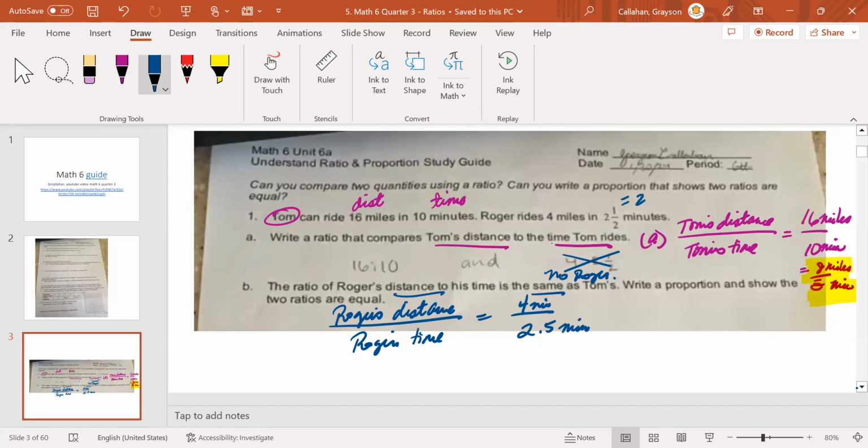The good thing about this is both of these have the same units, minutes and minutes, miles to miles, right? Because if it wasn't the same unit, you would have to convert it to the same unit, okay?